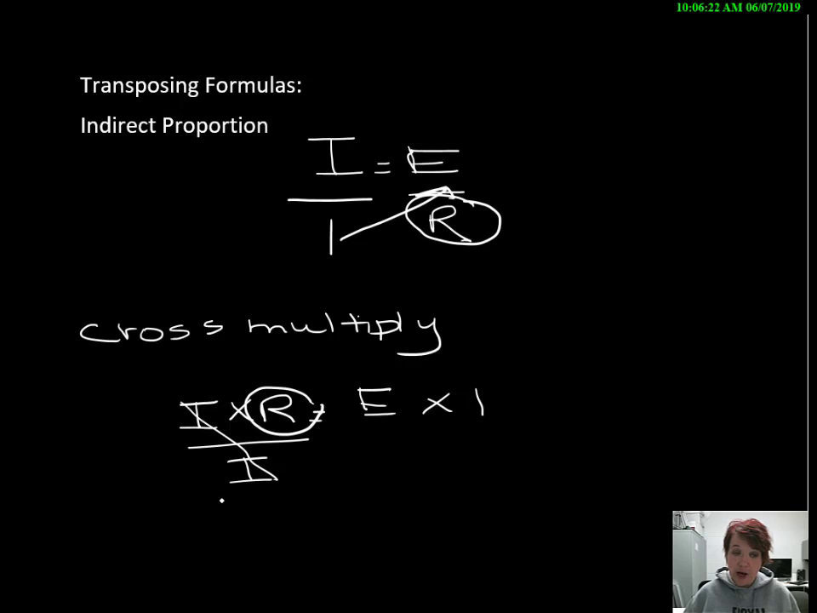So we have now gotten rid of I, but we no longer have a balanced formula. So we have to apply the second rule, being what you do on one side of the equal sign, you must do on the other. That would indicate that I would have to also divide by I on this side. So effectively now we have isolated and solved for R. R equals E over I.